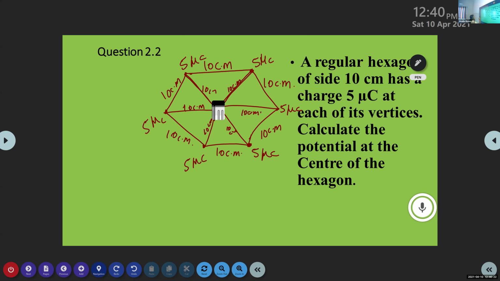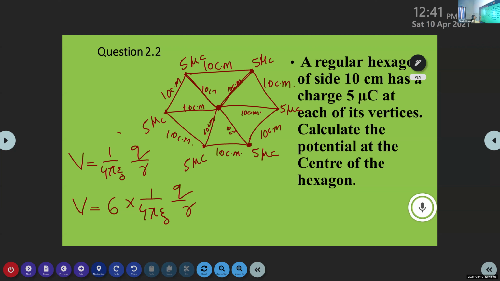So what is the equation for calculating the potential due to a point charge? V is equal to 1 by 4 pi epsilon 0 q. Very good, dear. 1 by 4 pi epsilon 0 q divided by r. This is the potential due to one point charge. But here, how many point charges are there in the case of a regular hexagon? 6. So how can we calculate the potential? 6 times the potential due to one point charge. That is 6 into 1 by 4 pi epsilon 0 q by r.